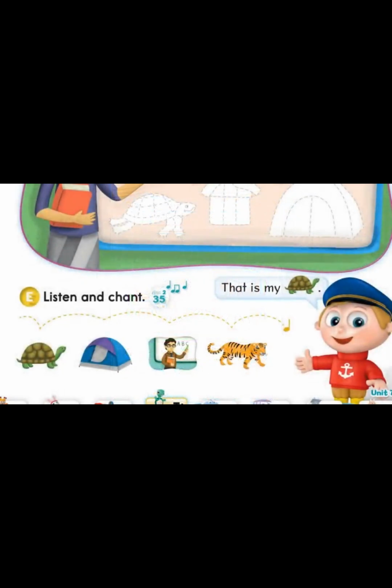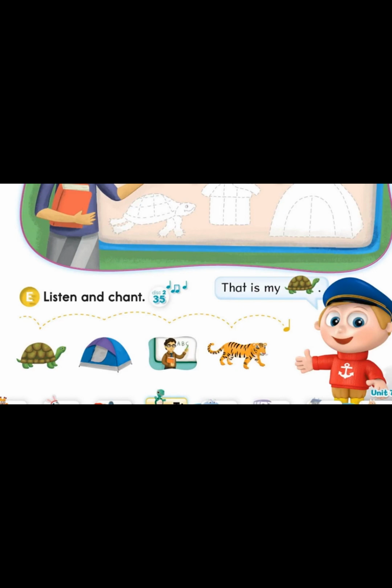Turtle. Tent. Teacher. Tiger. Turtle. Tent. Teacher. Tiger. That is my turtle.